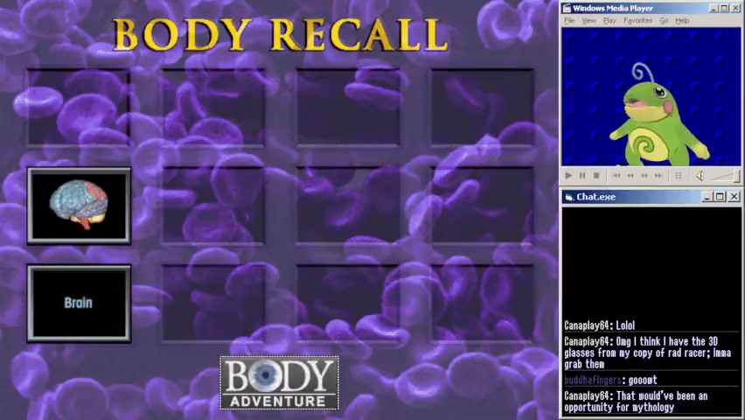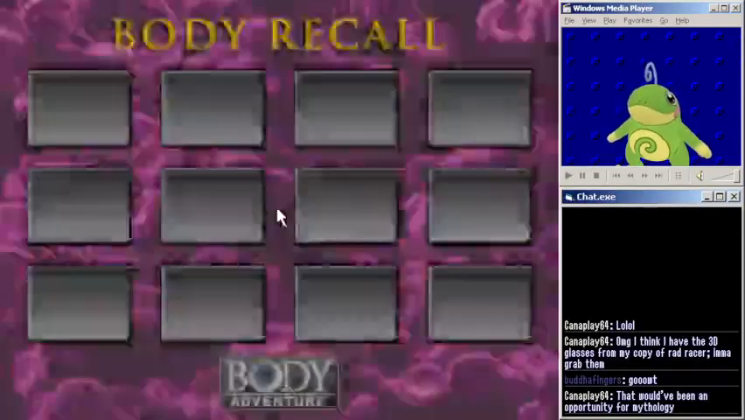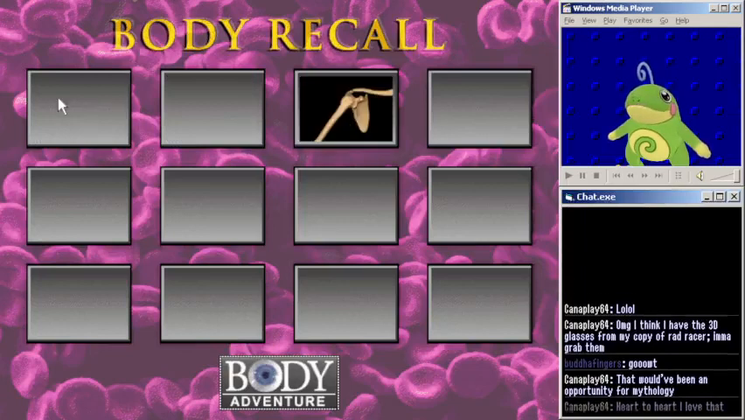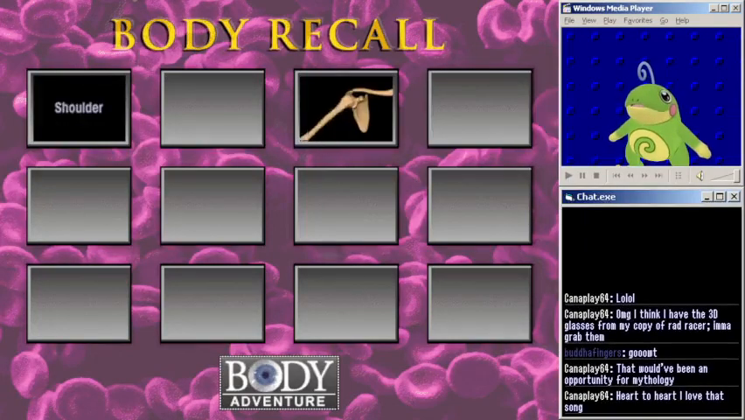Level one. Complete. Well done. Shoulder. Vertebrae. Heart to heart. I shoulder. Love that song.